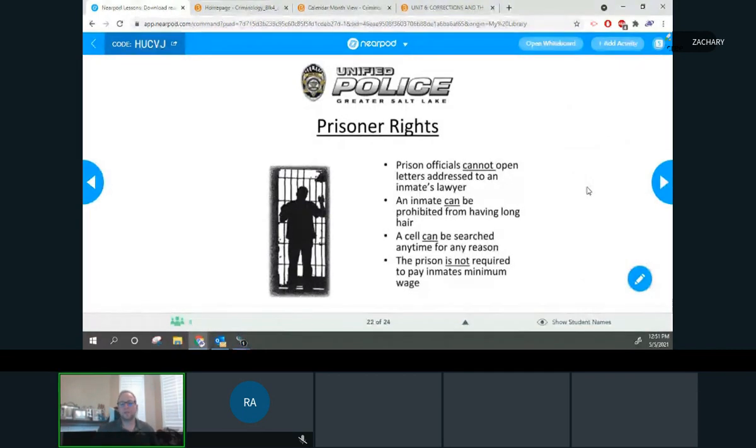Okay, so prisoner rights. Prison officials cannot open letters addressed to the inmate's lawyer. One thing is that they found that the rights of individuals in prisons were being violated, and so here's some things that they did. You can't open up a letter from your attorney. An inmate can be prohibited from having long hair. A cell can be searched anytime for any reason. Okay. The prisoner is not required to pay inmates minimum wage.